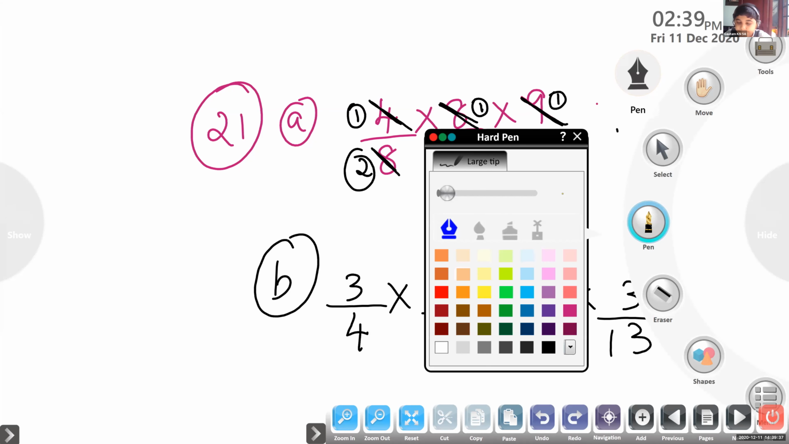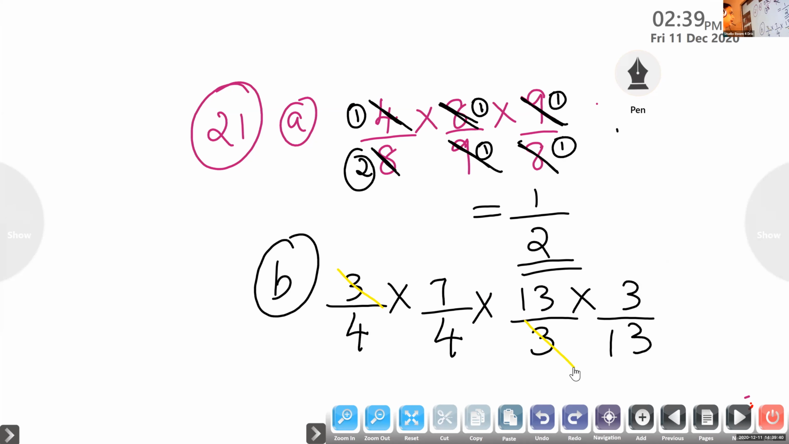Ma'am, here there is 3, here 3. Here 13, 13. So 7 is remaining, 3 is remaining. 7 into 3. Write down the answer. Here 4 is remaining, 4 is remaining. It's not possible to cut this 4 and 4. They are below. So what's the answer? 21 by 16. It's not 4 plus 4, it's 4 into 4. 21 by 16. Yes, children, you can complete that.